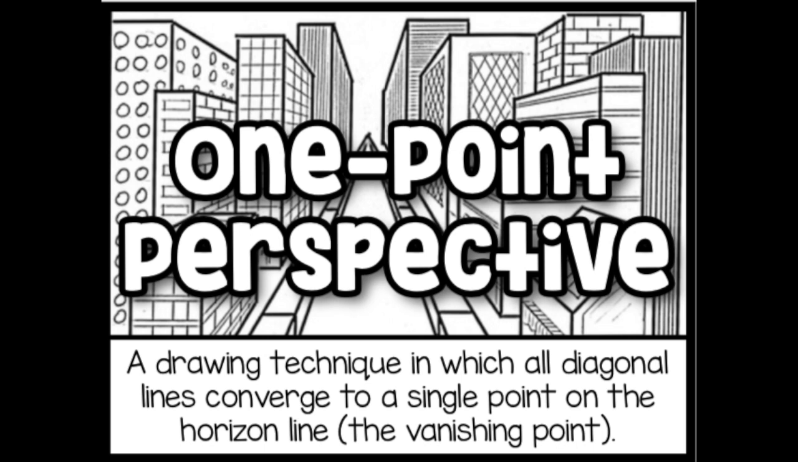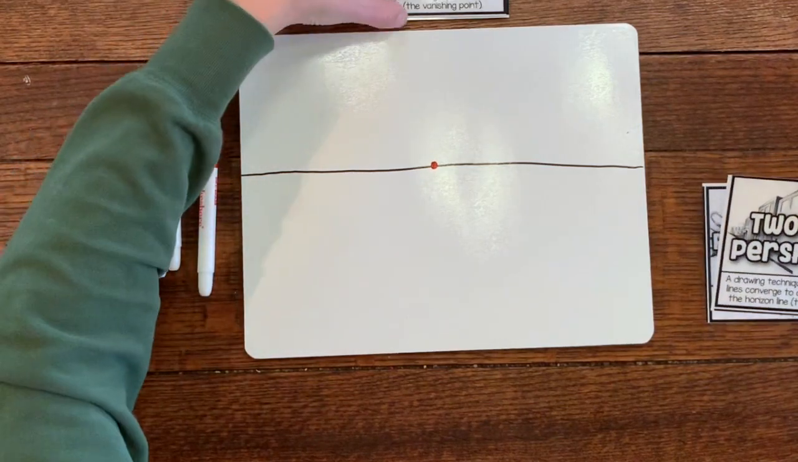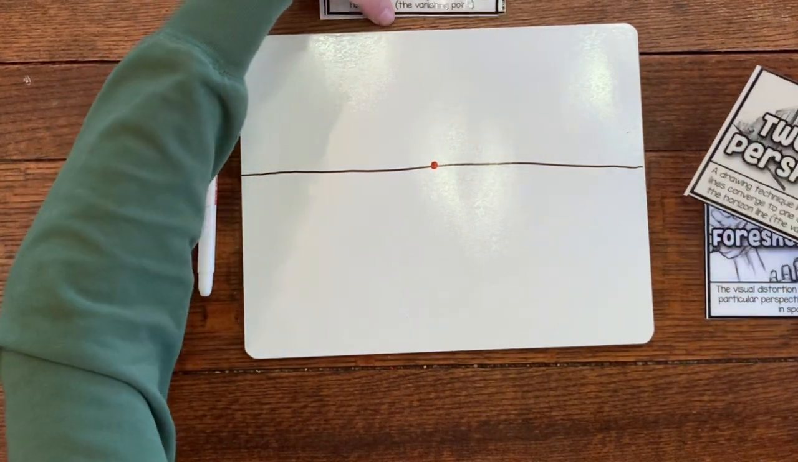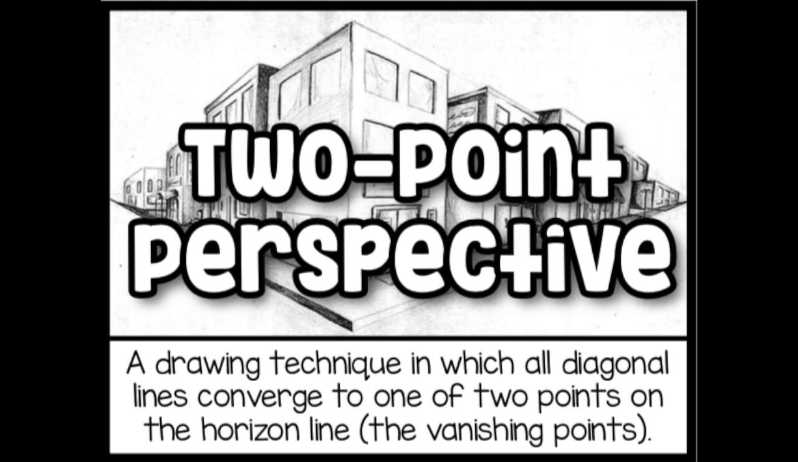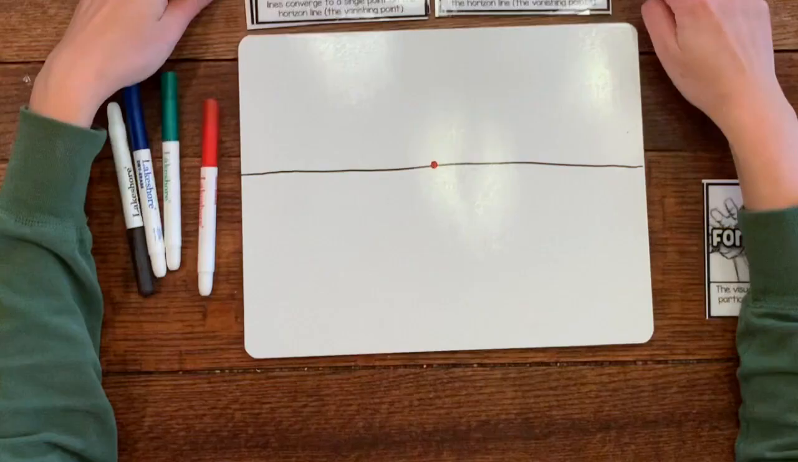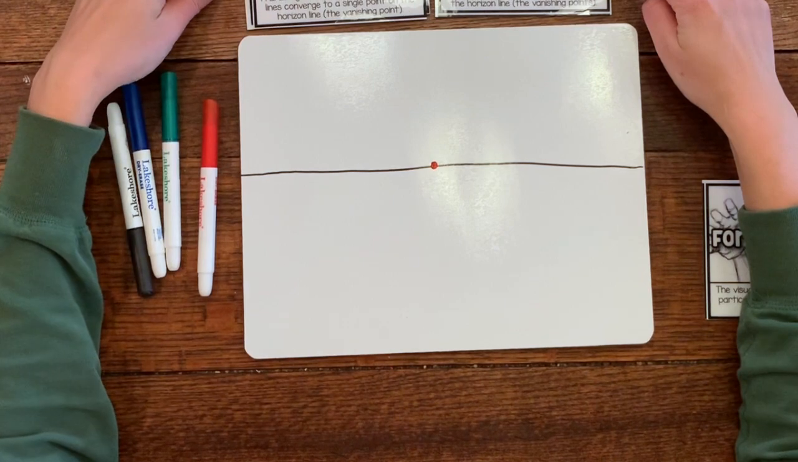And one-point perspective is a drawing technique in which all diagonal lines converge to a single point, the vanishing point, on a horizon line. So I'm going to go to our next word and then we're going to compare one-point perspective. Now, two-point perspective is a drawing technique in which all diagonal lines converge to one of the 2 points on the horizon line, the vanishing points. So I want us to look at these two and compare the difference.